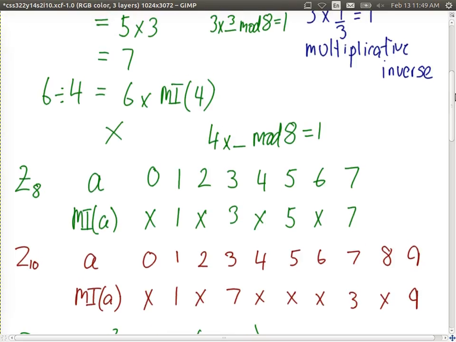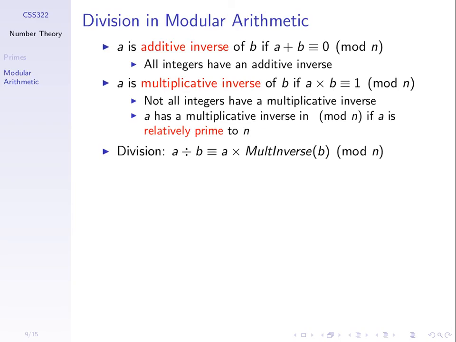In division, we said we can divide when we have a multiplicative inverse. And we found that not every number has a multiplicative inverse. In Z8, we found 1, 3, 5, and 7 were inverses of themselves. In Z10, for example, we found 1 and 1, 3 and 7 are inverses, and 9 is its own inverse. The inverse is when we multiply those two numbers and mod by n, we get 1. You can show that for a number to have an inverse, it needs to be relatively prime with n. A number A has a multiplicative inverse in mod n if A is relatively prime with n. That is, the greatest common divisor of A and the modulus is 1.